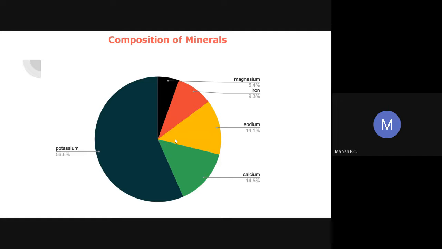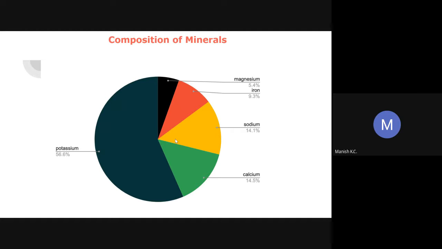This is a chart containing minerals. So this dish contains 5.4% of magnesium, iron is 9.3%, and potassium has the highest amongst the other four. Sodium is 14.1% and calcium is 14.5%.